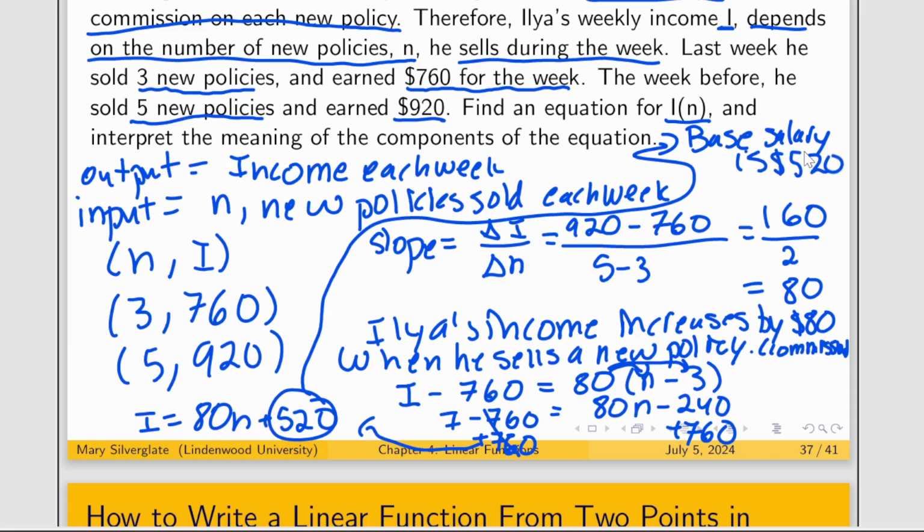And another way I would know that is if we plugged in 0 for n, if he sold no policies, he would still have $520. And you could do a sanity check for yourself to double check that 3 makes sense in the context of this problem. So if I start with $520 and then I add on 80 times 3, so I add on 240, I should get $760 made, which is exactly what I got.